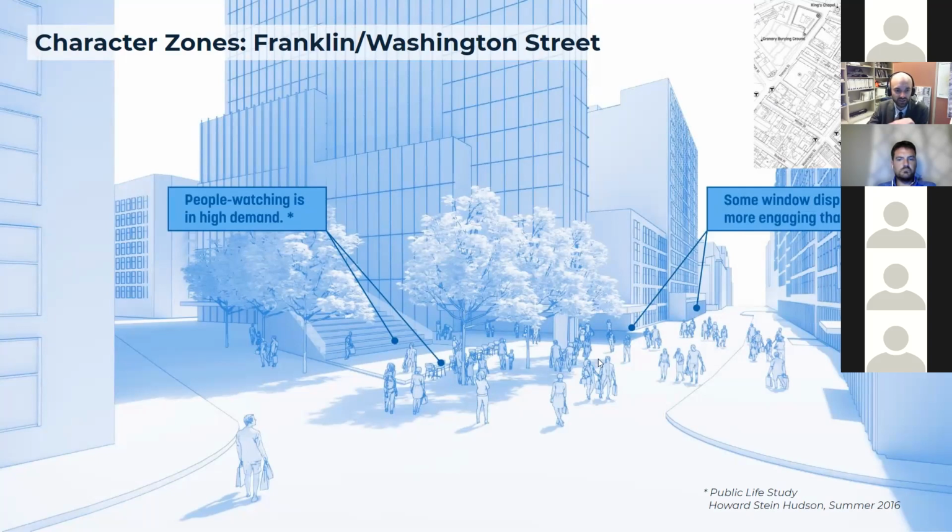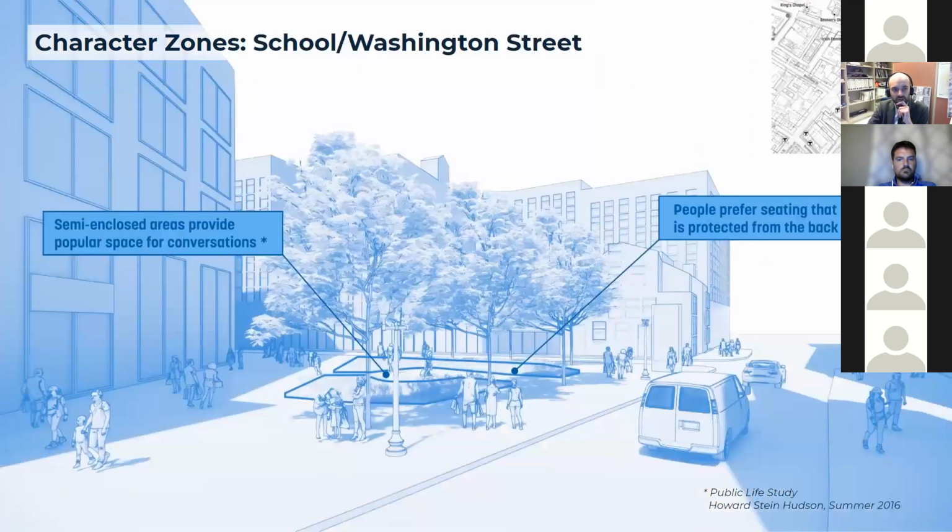Another important thing about this part of the district is that there's a nice variety of seating. You have both the fixed option here and the movable tables and chairs that give people an option to sit however works best for them in this part of the district.